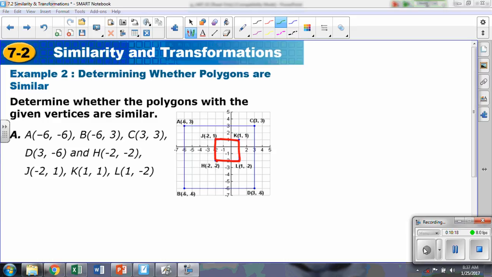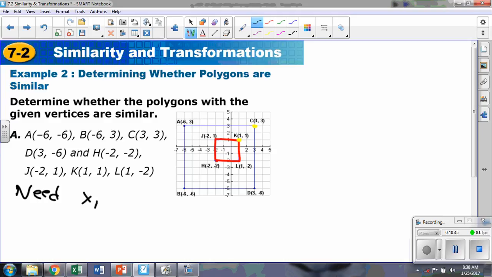Okay, so let's look at it and see if we can't figure out a rule. K is at 1, 1, C is at 3, 3. What scale factor would you need? Obviously, that leads us to a scale factor of 3. So if these things are going to be similar using just the one dilation, we would need our rule to be a scale factor of 3. This would be our dilation.